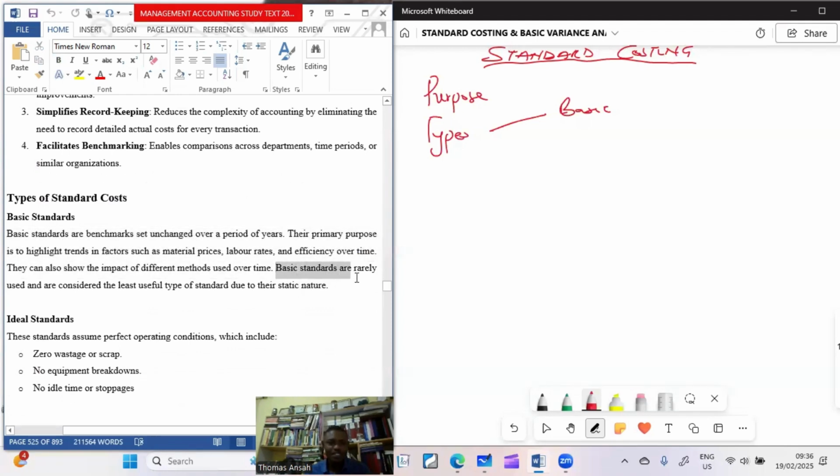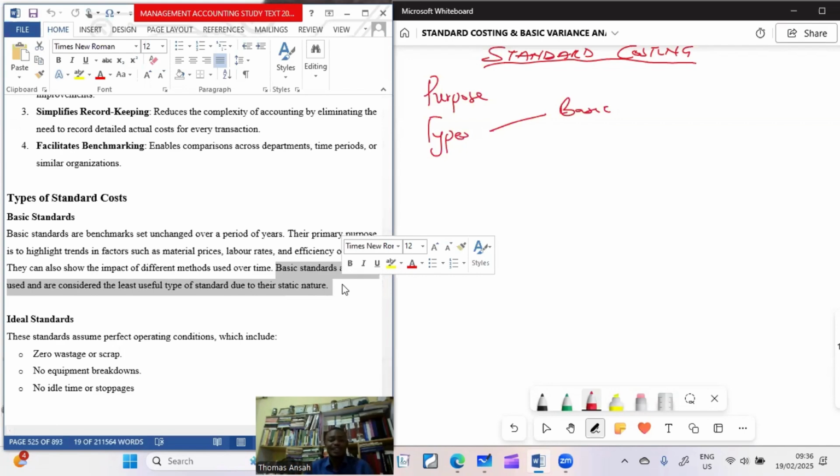Here, look at it. Basic standards are rarely used and are considered the least useful type of standard because of their static nature. It is the most basic thing everybody should have. So it remains unchanged. It is like that. So the standard is there. It doesn't change. All right. So basically, that is that.